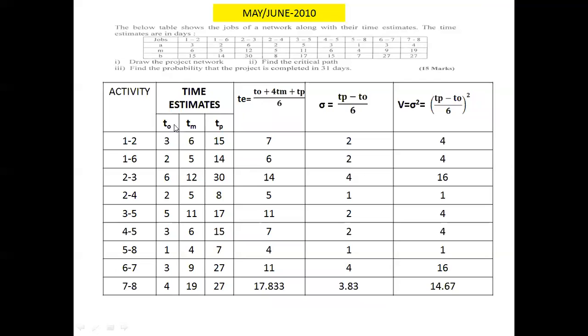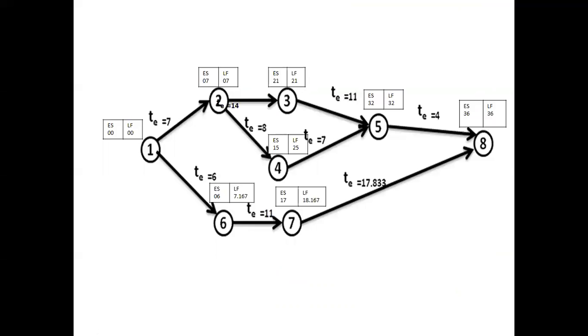Here, by taking the time estimates, optimistic, most likely, and pessimistic times, which are given in the problem for each activity, we calculated the expected time TE by using the equation (TO + 4TM + TP) / 6. Then we calculated the standard deviation and also the variance of each activity. Then we drew the network diagram. We found the earliest start and latest finish time for all the activities, and finally the project duration, that is 36 days.